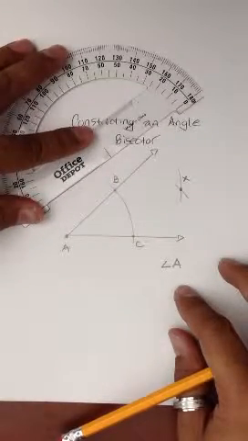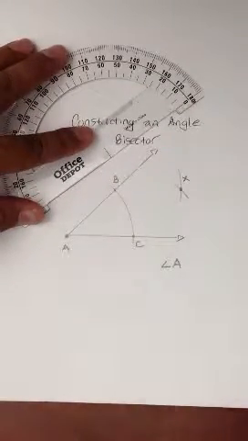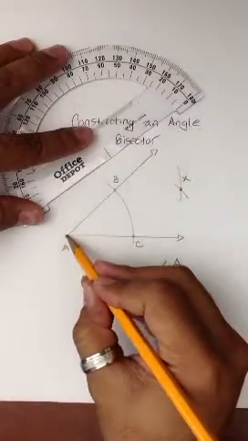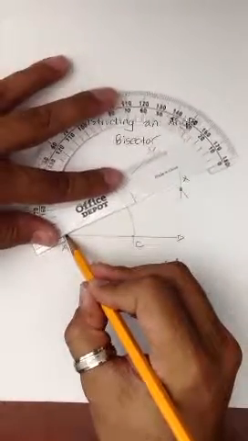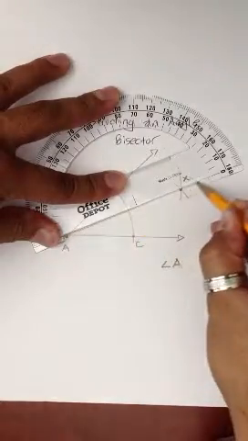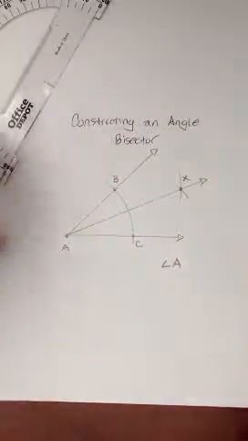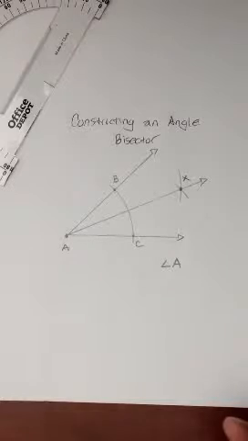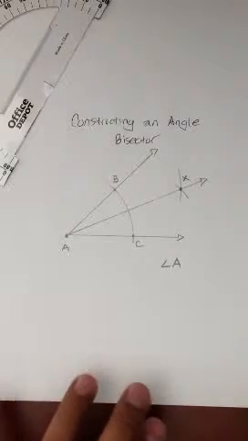Now what? Make sure you draw a line from A to X. Postulate 1. Through any 2 points you have a straight line. So AX is the bisector, right? So yes, AX is the bisector.